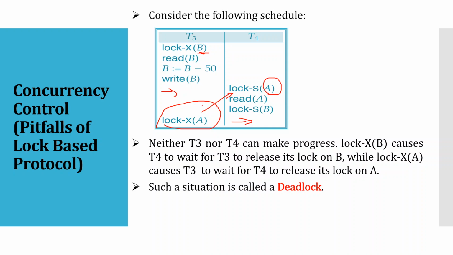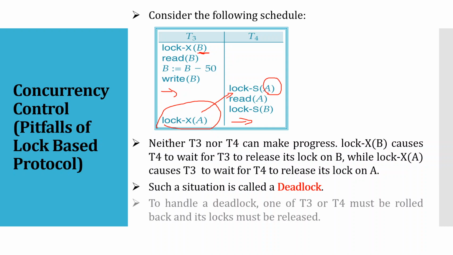So this is what deadlock is. That means none of them can work, none of them can move ahead, none of them can progress. So to handle a deadlock, one of T3 or T4 must be rolled back. If we want to resolve this problem, either this transaction or this transaction must be rolled back. There should be a rollback on any one of the transactions, right? So to solve this problem, there should be some rollback.